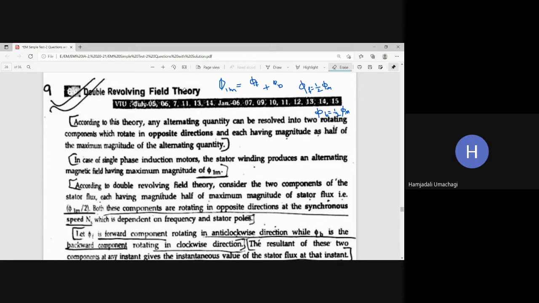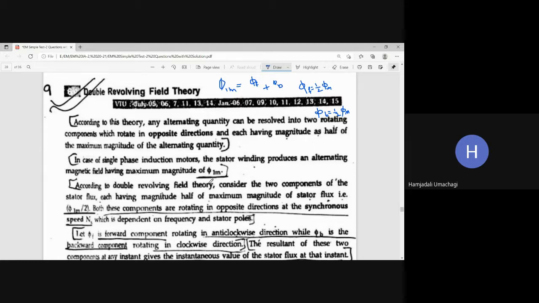According to this theory, any alternating component can be resolved into two components which rotate in opposite directions, each having half the magnitude of the alternating quantity. In the case of single phase induction motors, the stator winding produces an alternating magnetic field having maximum magnitude of phi 1m. It is going to produce maximum stator flux phi 1m.